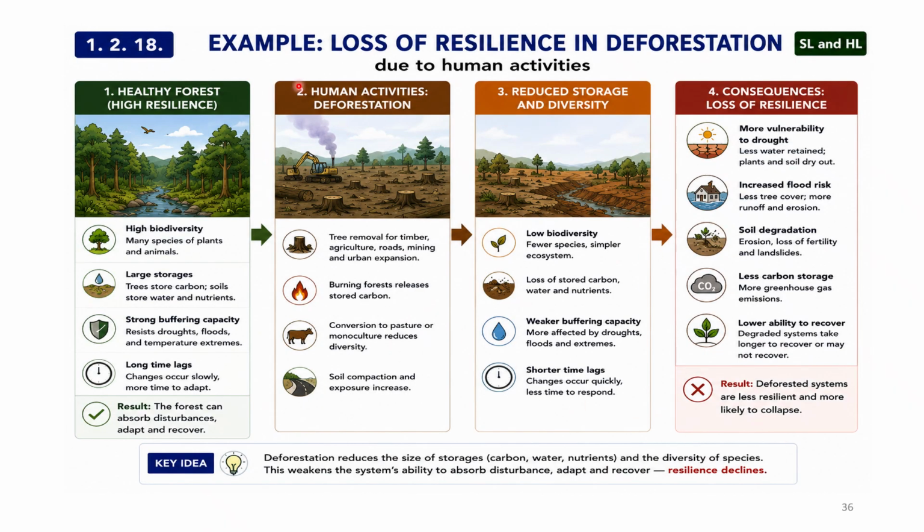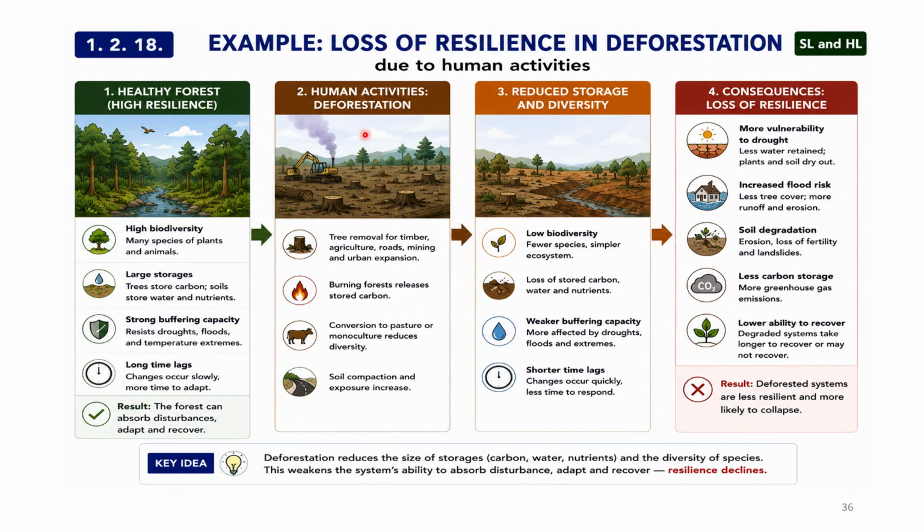Consider how deforestation reduces the resilience of a forest ecosystem. A healthy forest has high biodiversity, large carbon, water, and nutrient storages, and a strong buffering capacity that helps it resist droughts, floods, and temperature extremes. Because of these large storages, environmental changes occur gradually, giving the ecosystem time to adapt and recover.